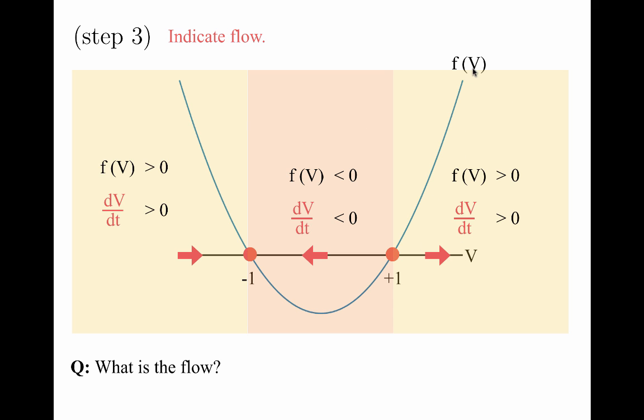So in this way, we can use our plot of f of v versus v to indicate the flow in our phase space. Notice our phase space now consists of two fixed points, these red circles, and then the flow within each of the three intervals.